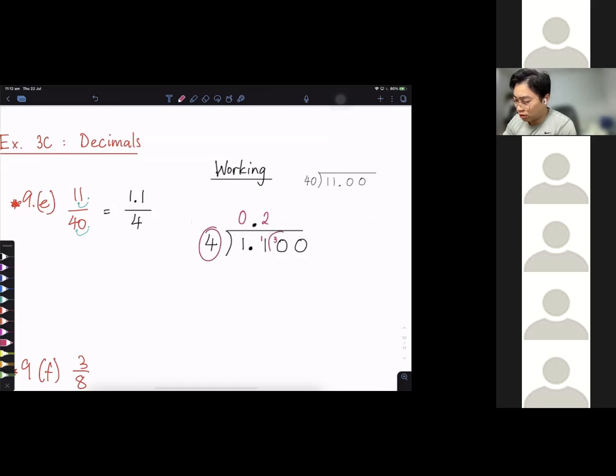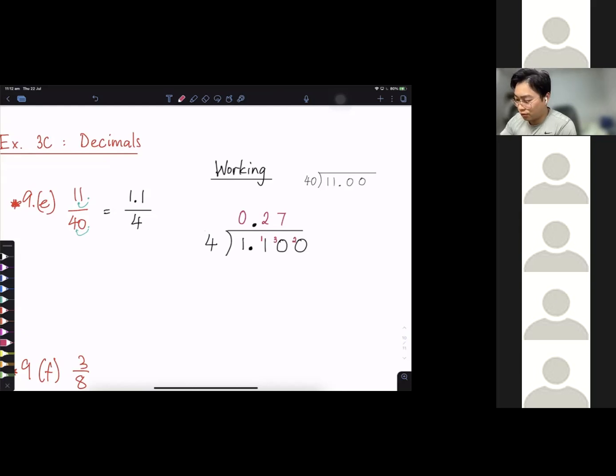How many times does 4 go into 30? 7. Remainder 2. Yep. So 4 times 7 is 28, 28 to get to 30. That's a remainder of 2. That's correct. Fantastic.